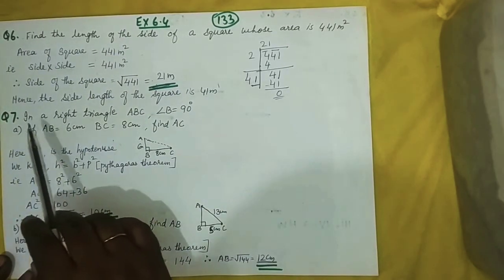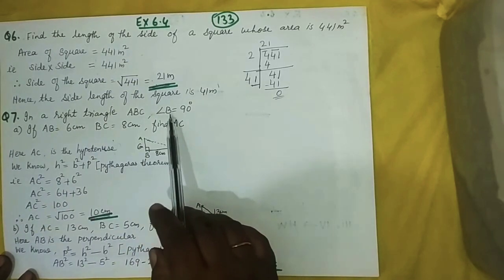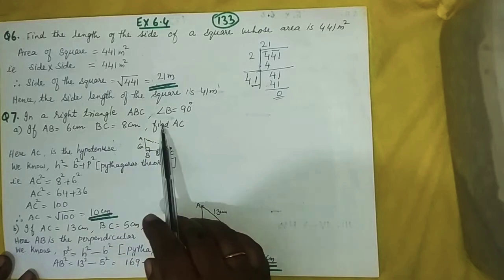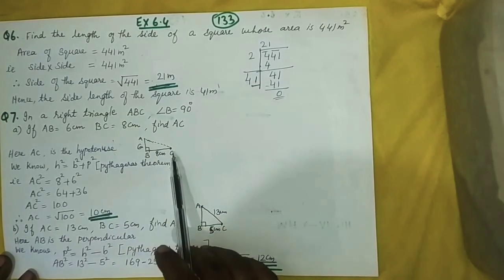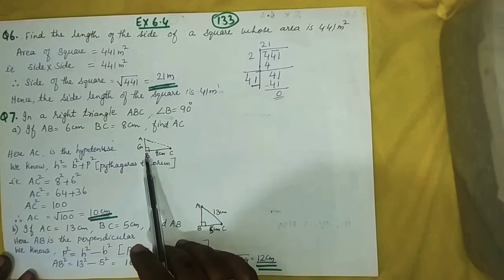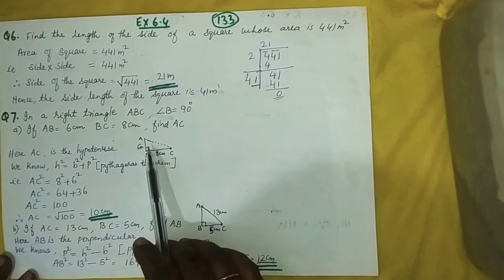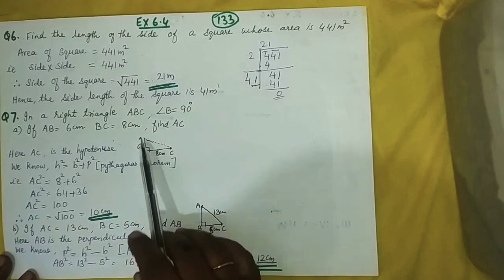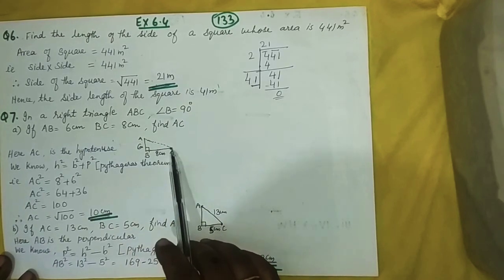Now question number 7. In a right angle triangle ABC, angle B is 90 degree. If AB is 6 cm, BC is 8 cm, find AC. We are making a rough sketch of a right angle triangle. Given B is right angle 90 degree. So BC is given what? 8 cm. AB is what? 6 cm. And AC is the hypotenuse.